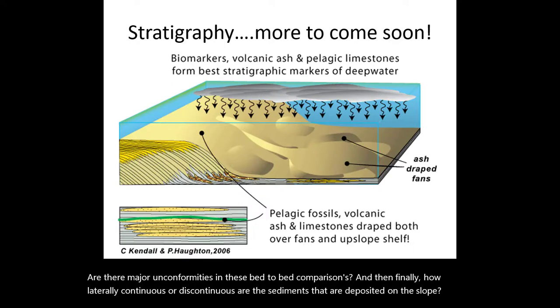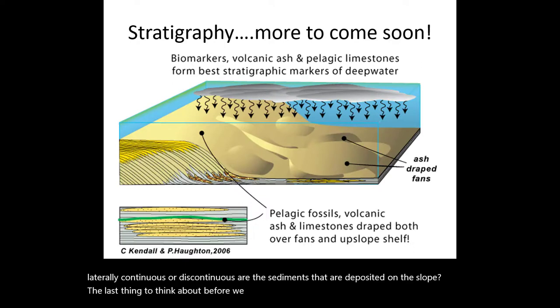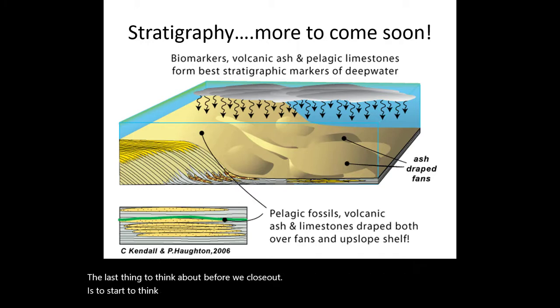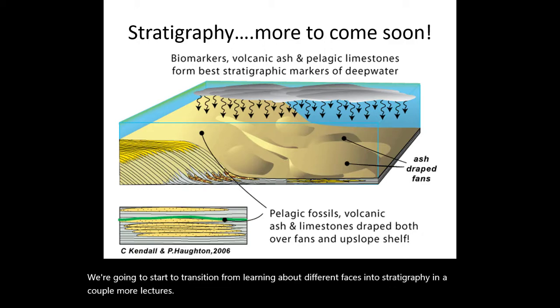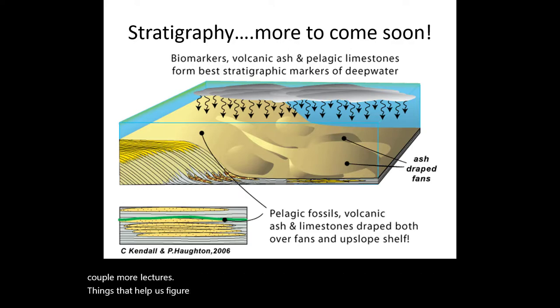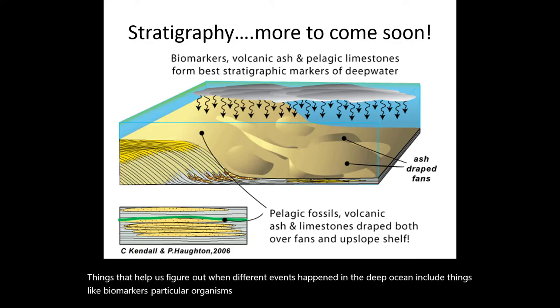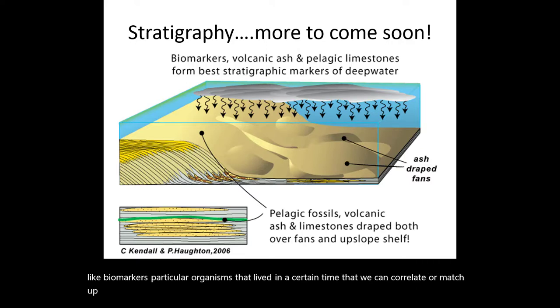The last thing to think about before we close out is to start to think about stratigraphy. We're going to start to transition from learning about different facies into stratigraphy in a couple more lectures. Things that help us figure out when different events happened in the deep ocean include things like biomarkers, particular organisms that lived in a certain time that we can correlate or match up between different rock units to be able to say that these two different rocks were deposited at the same time.